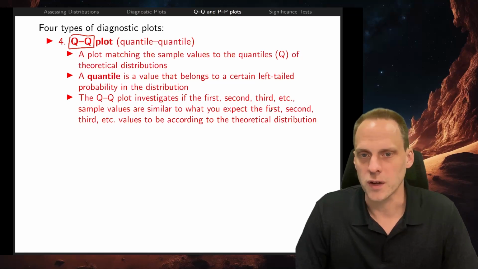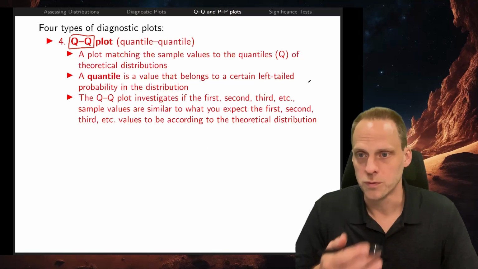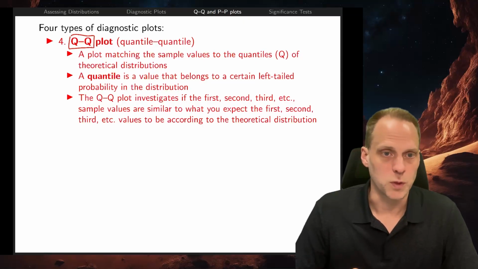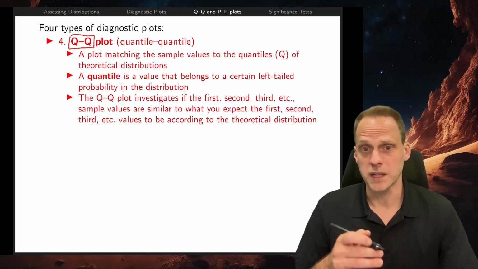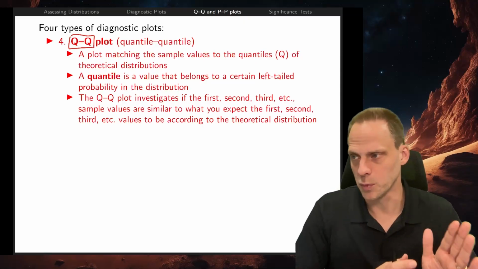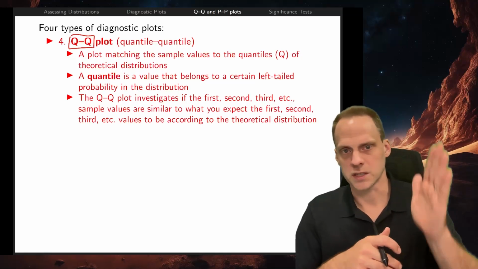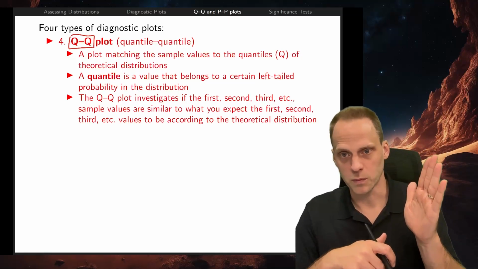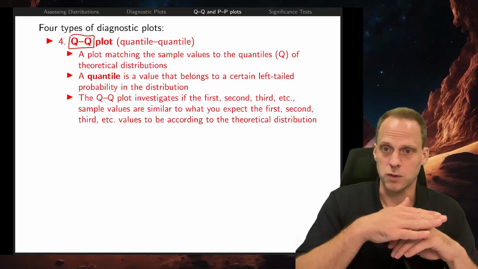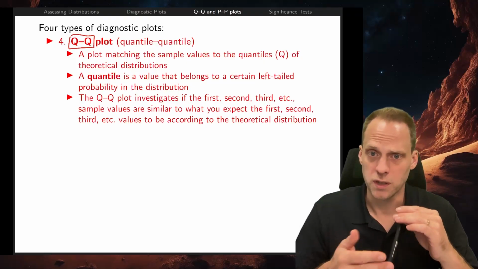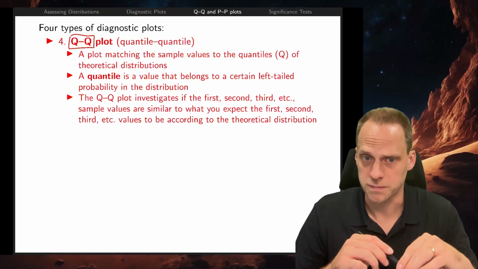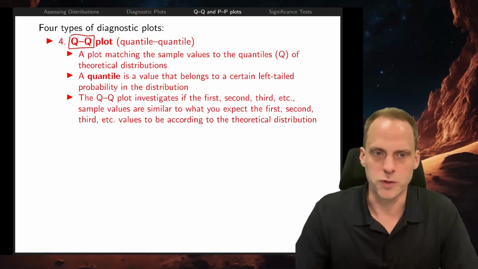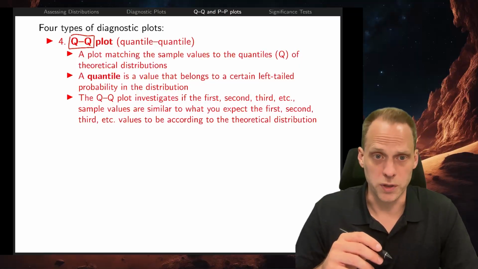A quantile means a certain value of the distribution. So what the QQ plot does is it matches the values that we get in the sample. So just on one axis we put the values that we get in the sample. It matches that to the values that we should have gotten if the distribution was correct. And that we get through something we call a quantile.